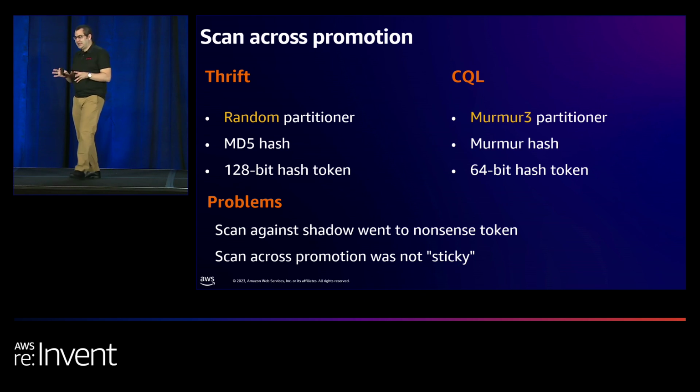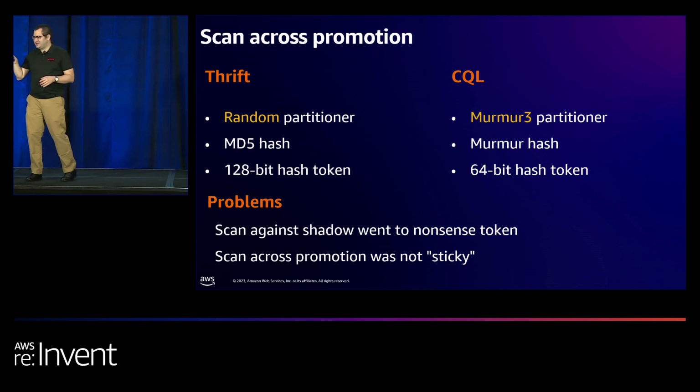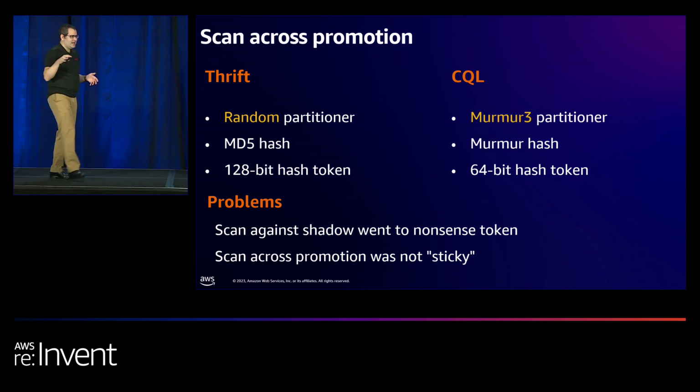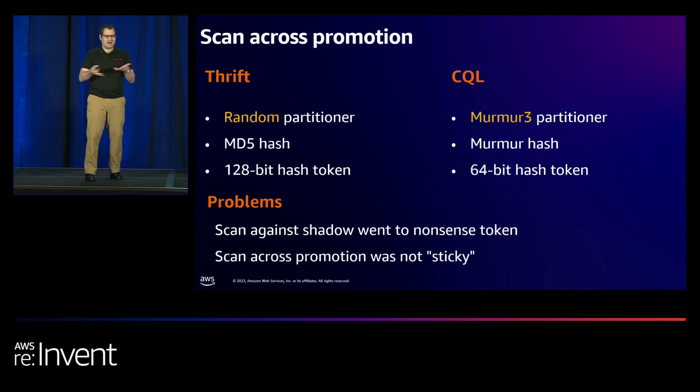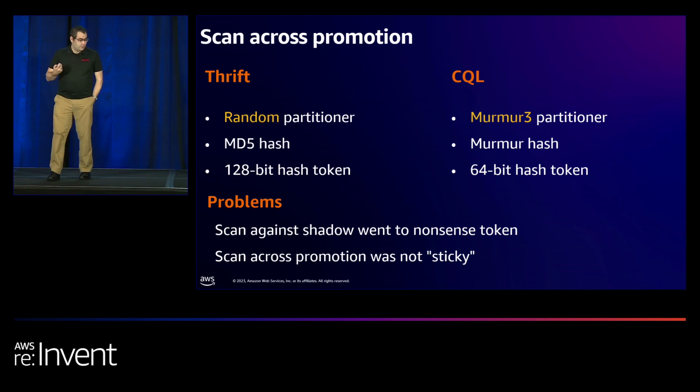Also, can you imagine debugging that? Someone comes into your help channel, and they're like, well, halfway through my scan, I just started getting totally random stuff that I already got before. It's a really tricky bug to debug, and we didn't want to have to. So we needed a solution to this scan across promotion problem. All right, so how do we solve that?